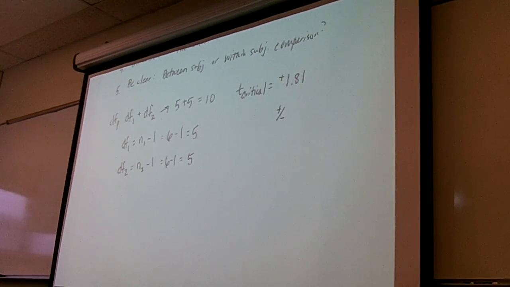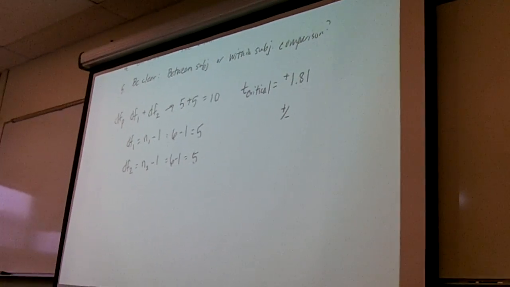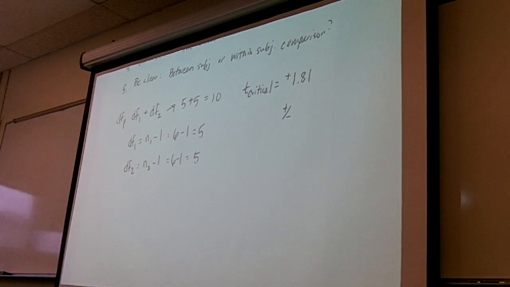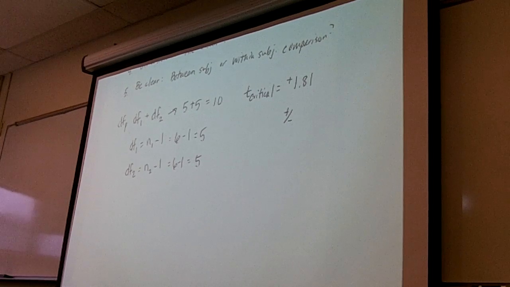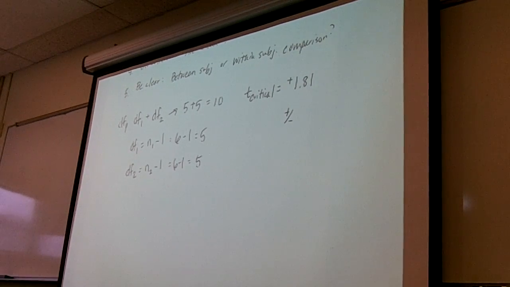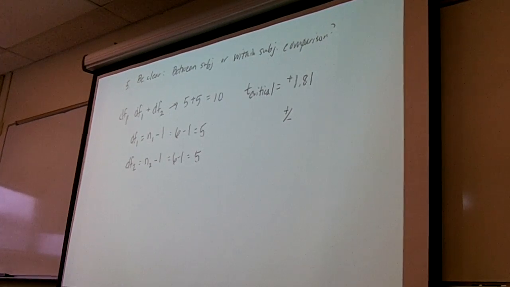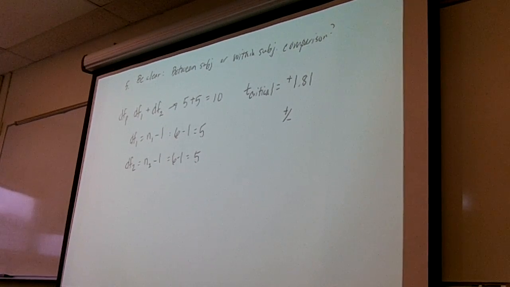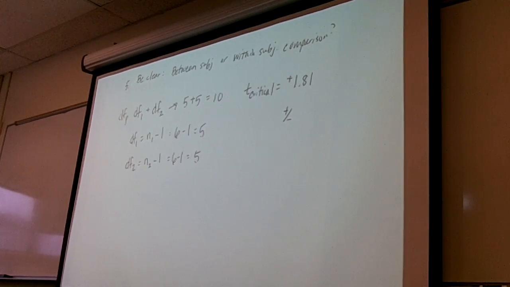Okay, next question. Now we have to calculate stuff. Part of these calculations we've already done. But we're going to start off by calculating degrees of freedom, mean, sum of squares, and sample variance for each sample. So we've already done the degrees of freedom for the 2 samples, right? We had to do that to figure out the pooled degrees of freedom. So we already know that the degrees of freedom for our 2 samples are 5 and 5.